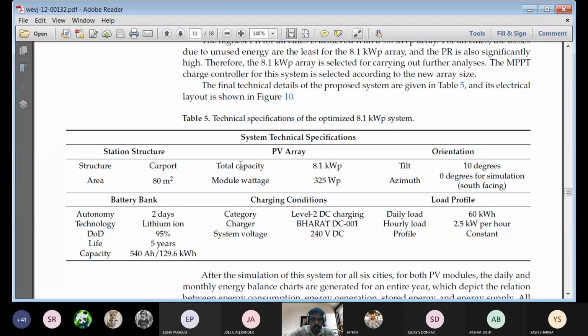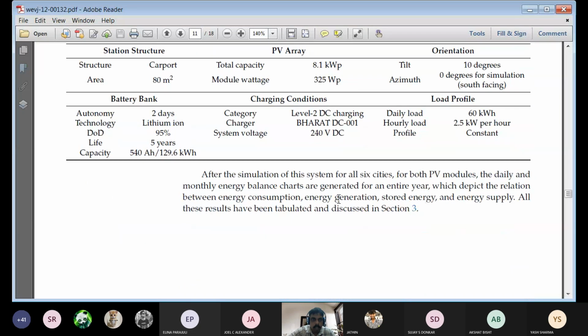Site station structure, PV array orientation. Battery. What type of battery? Autonomy means how much freedom. Suppose once charged, will it last 2 days? That means 2 days autonomy. Like that. 1 day means 1 day autonomy.